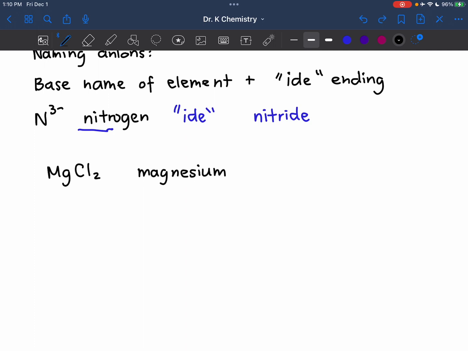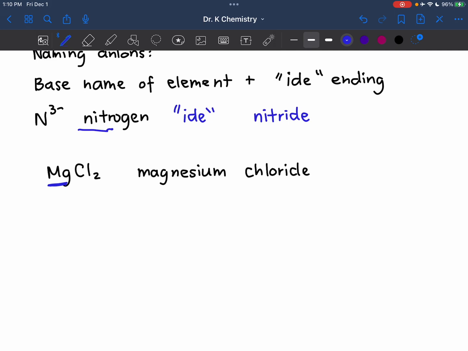And this element is called chlorine, but because we would need to end with IDE to indicate that it's an anion, we would call that magnesium chloride. So we're keeping that chlor base name and we're giving it an IDE ending. The other thing to keep in mind is when you're writing these formulas, the cation is always listed first.